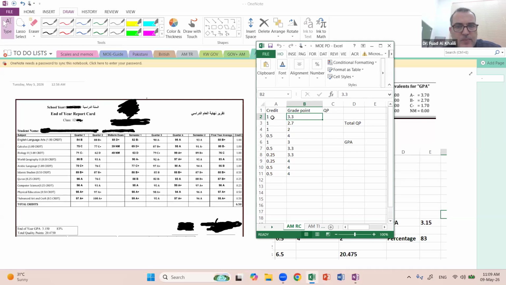You put the credits for every course, and the corresponding grade point. For example, as I said, English language, for this student, he got B plus in English language arts by the end of the year. So this is a 3.3. So 1 credit, 3.3. Then another credit in calculus with B minus. So B minus in our system, for example, is 2.7.